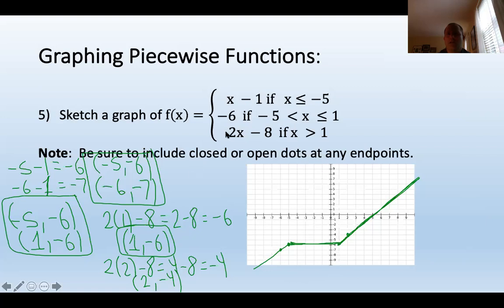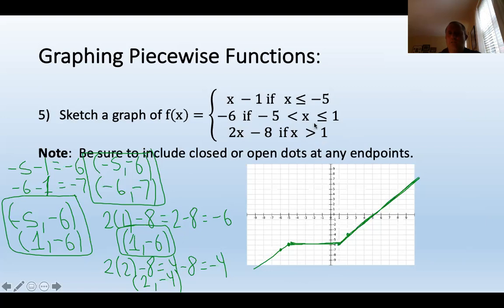And then if I pick another number bigger than 1, I used 2. 2 times 2 minus 8 is how it's set up. 2 times 2 is 4. 4 minus 8 is negative 4. So 2, negative 4 is a point. And there's 2, negative 4. And then you just draw that line.